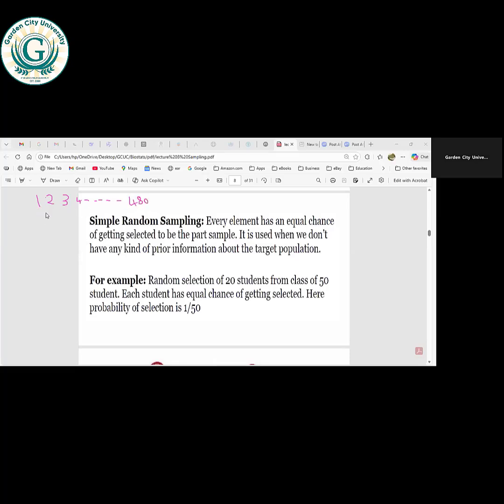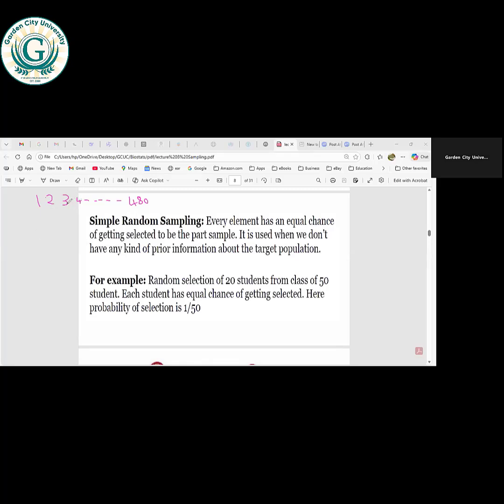Probably I number these on a sheet of paper, and that's the reason why I'm saying we are using the lottery method. So I can randomly select. Don't forget that these are the numbers I've assigned to these individuals. And so I'm going to select out of these 480 students.